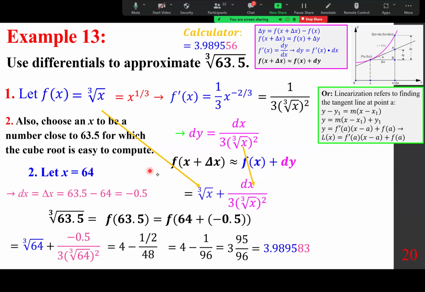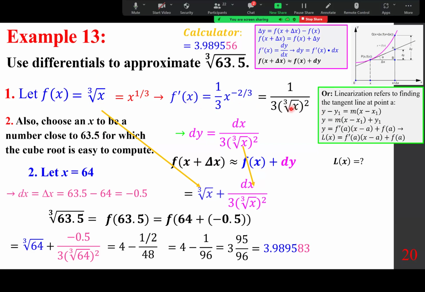Here's the linearization. Here's the second method I want to look at. So the question is, what is L of x? Well, again, you don't have to memorize any of them. Go back to the basic point slope. You need a pair. X equals 64. What's the pair? 64, comma, 4. What's the slope? You put it here.